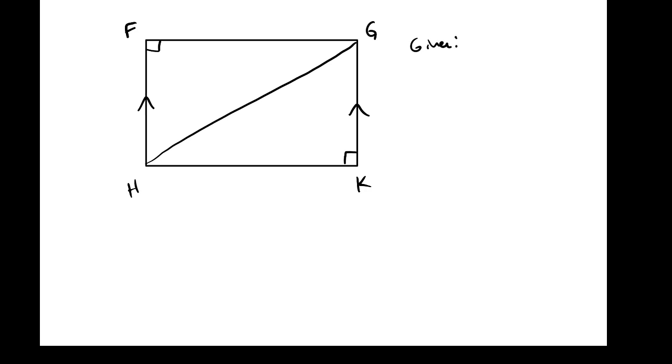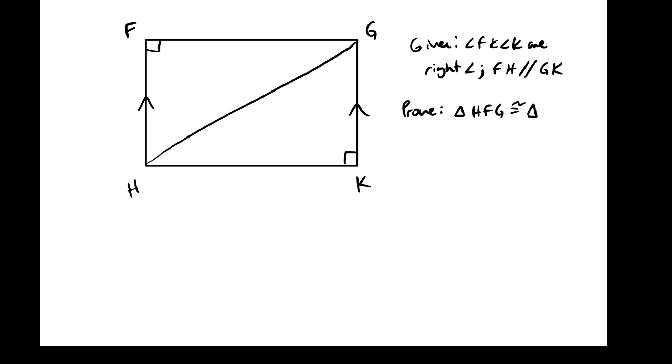Given that angles F and K are right angles, and that FH and GK are parallel. And what we are going to prove is that triangle HFG is going to be congruent to triangle GKH. It's so important here that we're utilizing the proper citation as to why things are going to be congruent, especially in the end, okay?